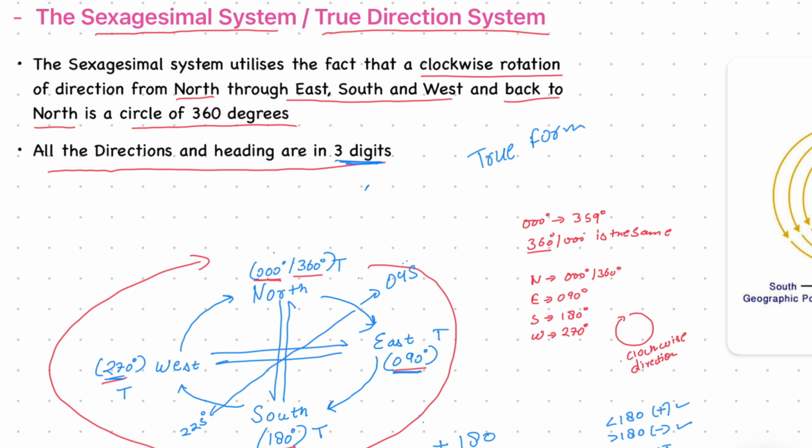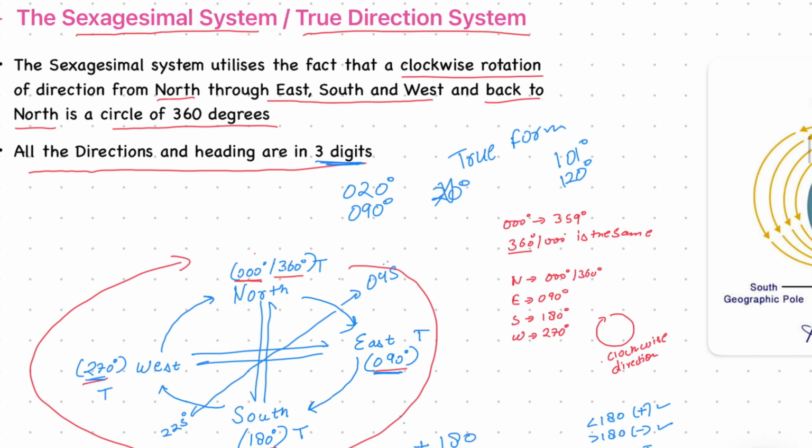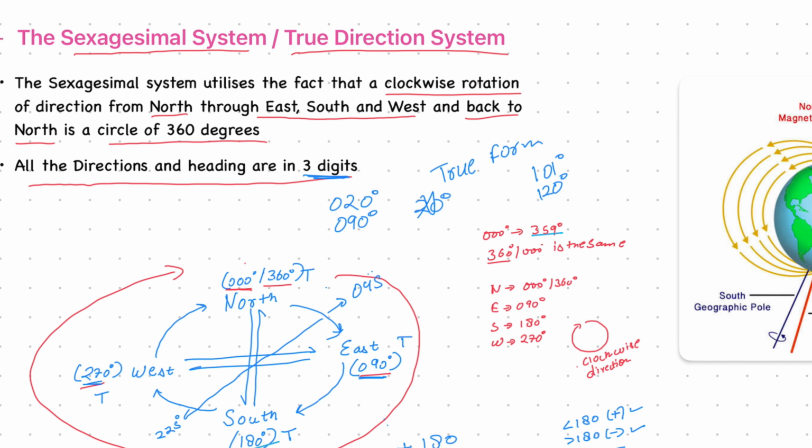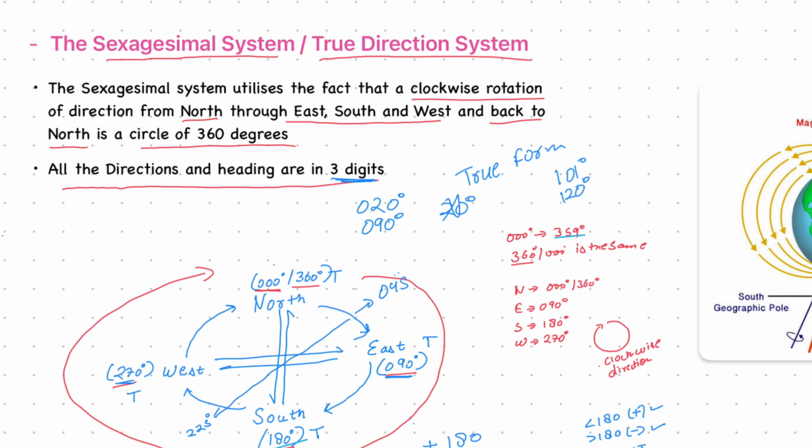So we have to write it like 0 to 0 degree or 090 degree. We can't write like 20 degree, okay? But above 100, we can write 010 degree, 120 degree, and so on till 360 degree. Now I hope you guys understood this concept of sexagesimal system or true direction system, how to plot a direction on Earth, how to write directions.